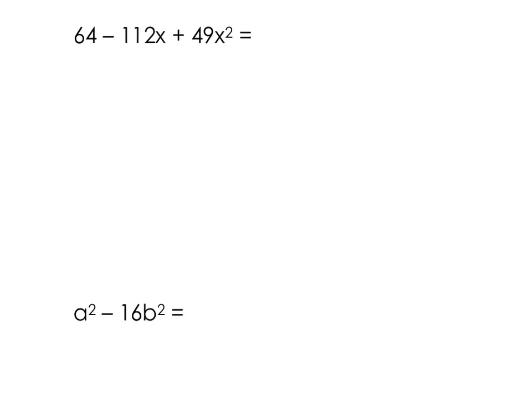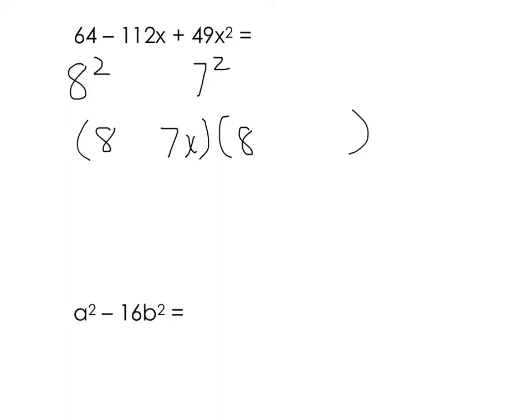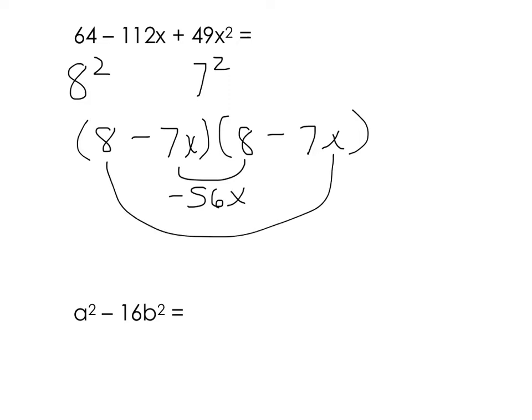Oh, look at this one. Is there a common factor? I don't think so. But I noticed that 64 is 8 squared, 49 is 7 squared. Is this a special product? We can use our FOIL, make it 8 and 8. How about we try 7x and 7x? It's got to be a minus. A minus times a minus is a positive. So that gives us minus 56x. Minus 56x. That's minus 112x. That's our answer.